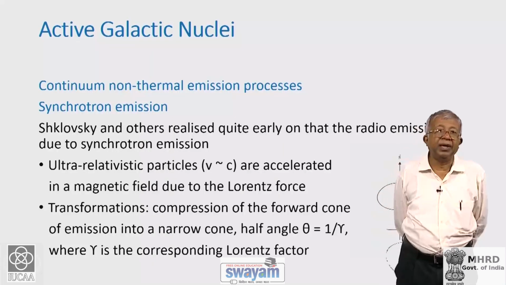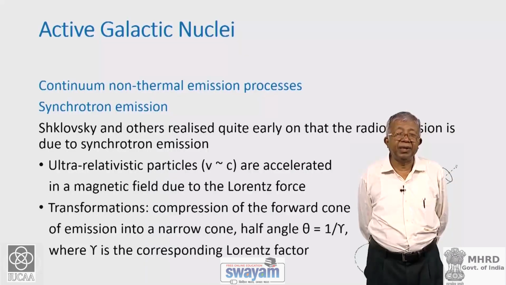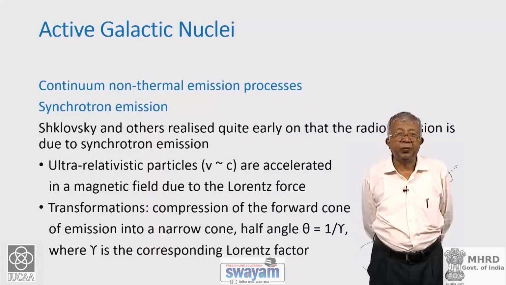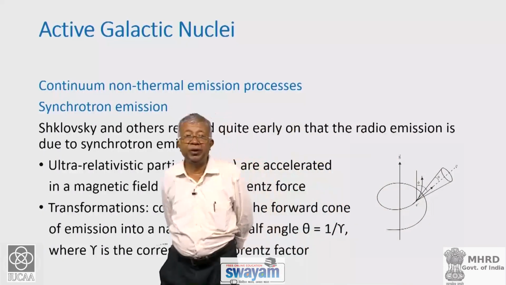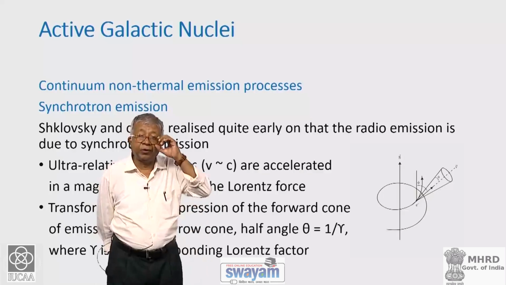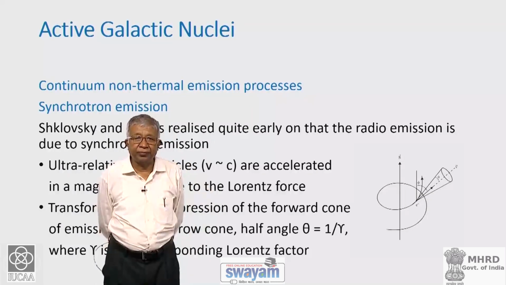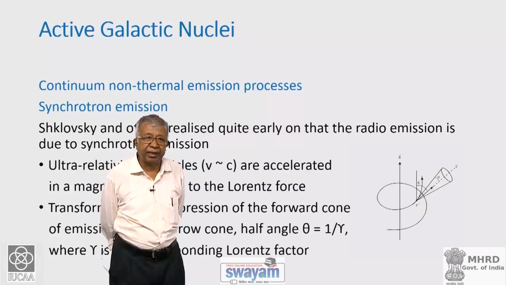When you do the sums over here, you will find that you will have to transform the emission cone from the non-relativistic case to the relativistic one, which leads to the emission being confined to a cone angle. The forward cone gets compressed to a half angle of theta, which is equal to 1 upon gamma, where gamma is the Lorentz factor of the relativistic electron.